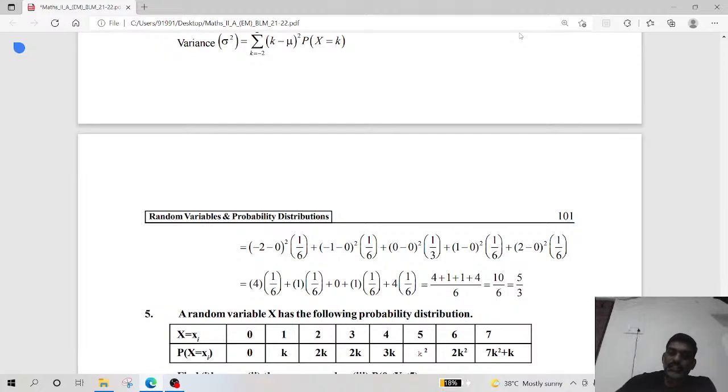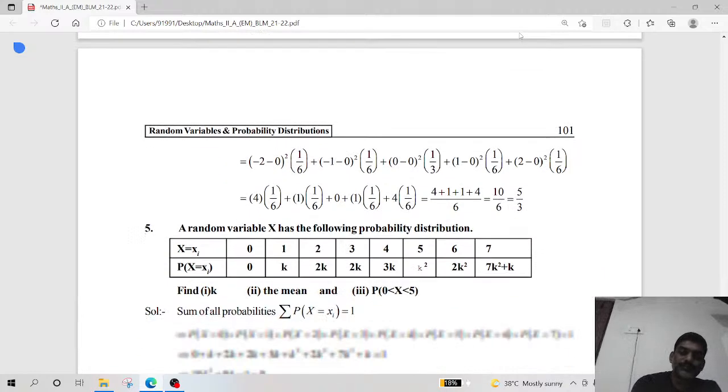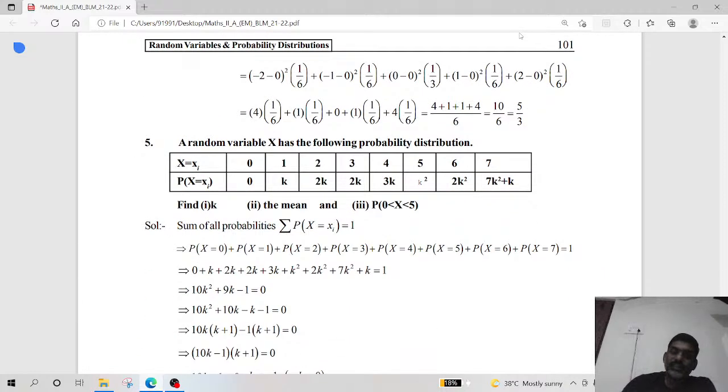Then the next question is a random variable X. A random variable X has the following probability distribution. X is equal to x_i, and P(X = x_i): for 0 to 7 their probabilities are 0, k, 2k, 2k, 3k, k square, 2k square, 7k square plus k. Then what they are asking: find k first. So the sum equal to 1 we can take and find out k. Then the mean formula we can apply, and 0 less than X less than 5.